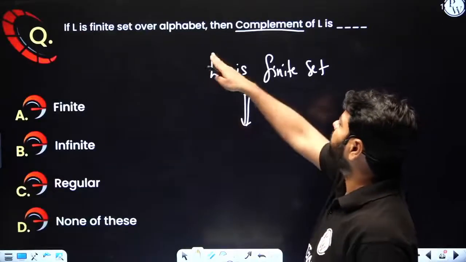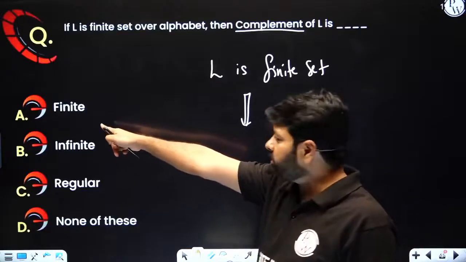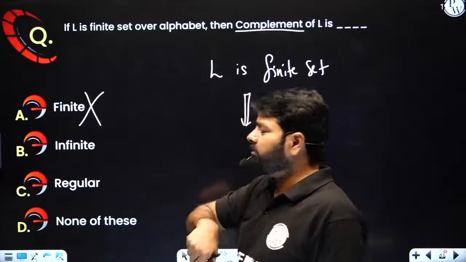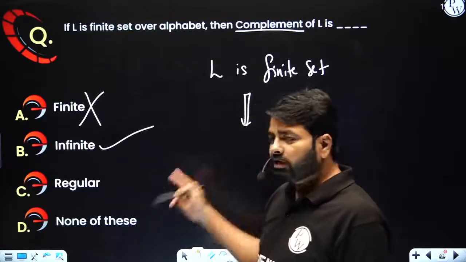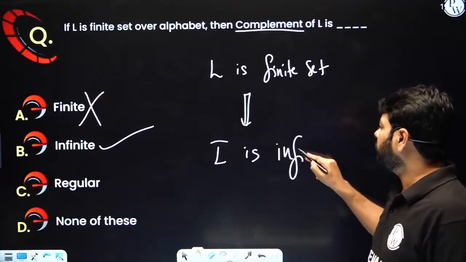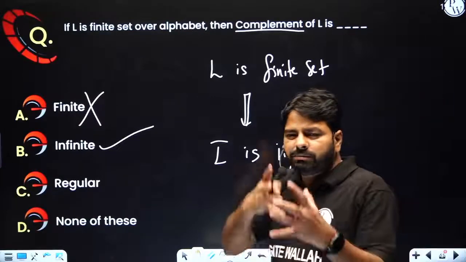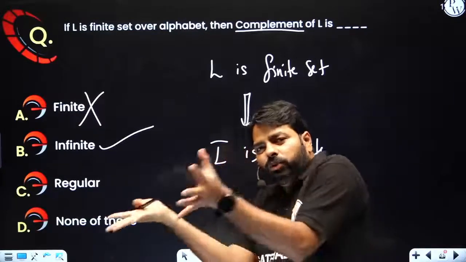The complement of a finite set is definitely not finite. As I just explained, it is always infinite. That's true. L complement is infinite, no doubt. It's not just because of the complement operation, it's because of the definition of a complement. Sigma star minus a finite set will produce an infinite set.